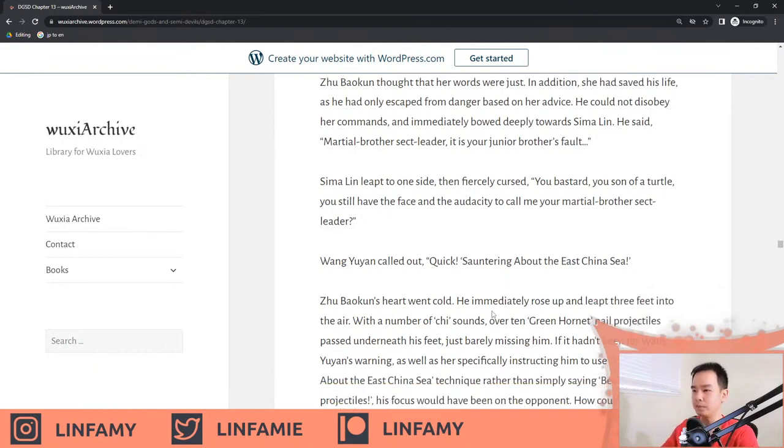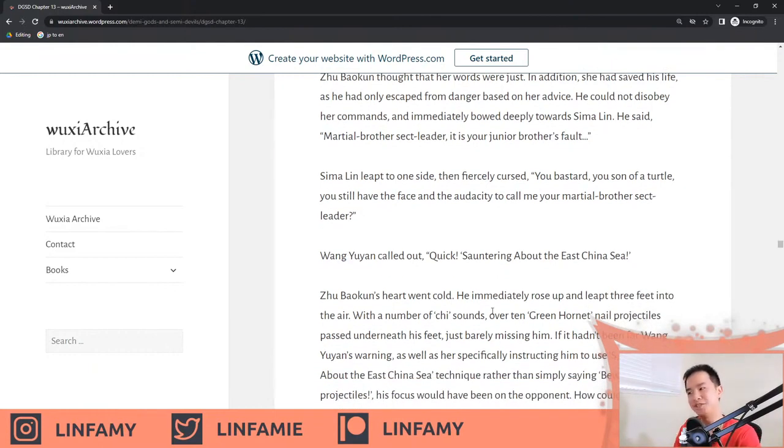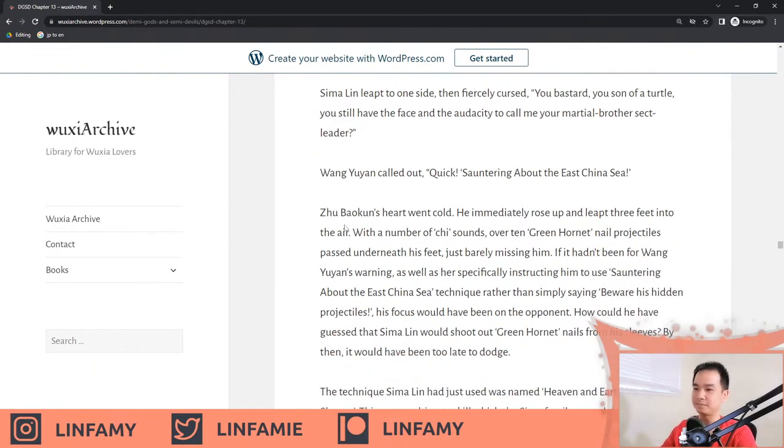Wang Yuyan called out, "Quick, sauntering about the East China Sea." That's a move. Zhu Baokun's heart went cold. He immediately rose up and leapt 3 feet into the air.